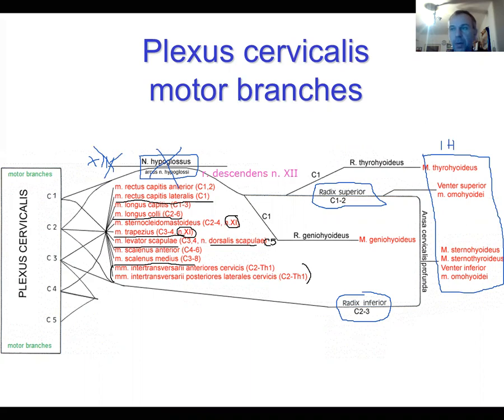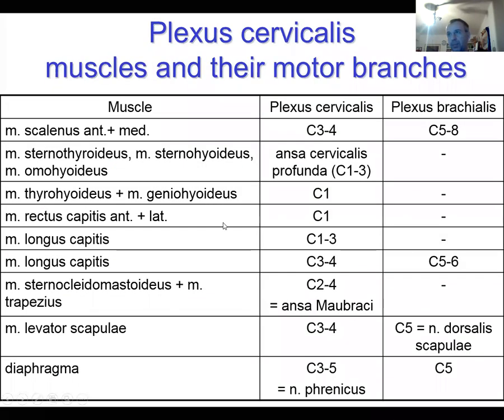And then there are two small exceptions. The thyrohyoid muscle is a very small one, so it's supplied only by fibers directly from C1, not the whole ansa. And the same is the geniohyoid muscle, which is also a small one. It's a suprahyoid muscle, but it's supplied by C1 coming from the cervical plexus. So please remember this arrangement for the deep cervical ansa. And this table can help you to understand the innervation of the muscles of the neck by the cervical plexus and additional fibers from the brachial plexus.